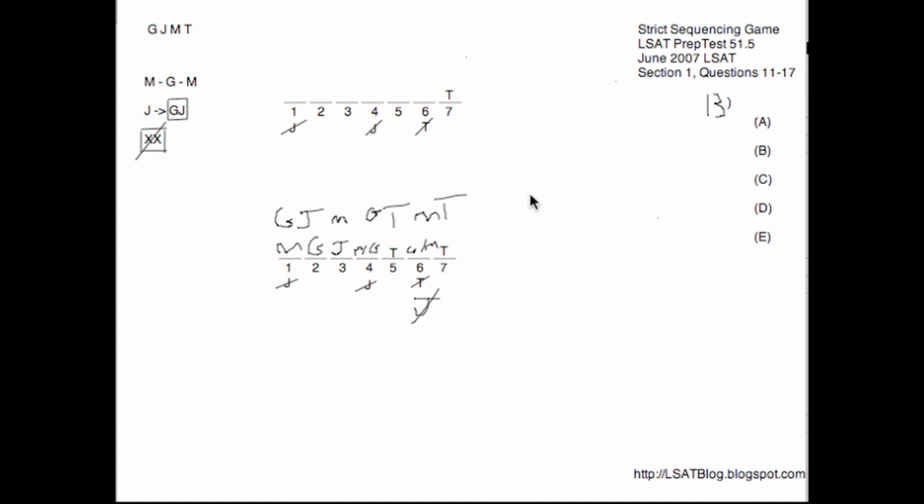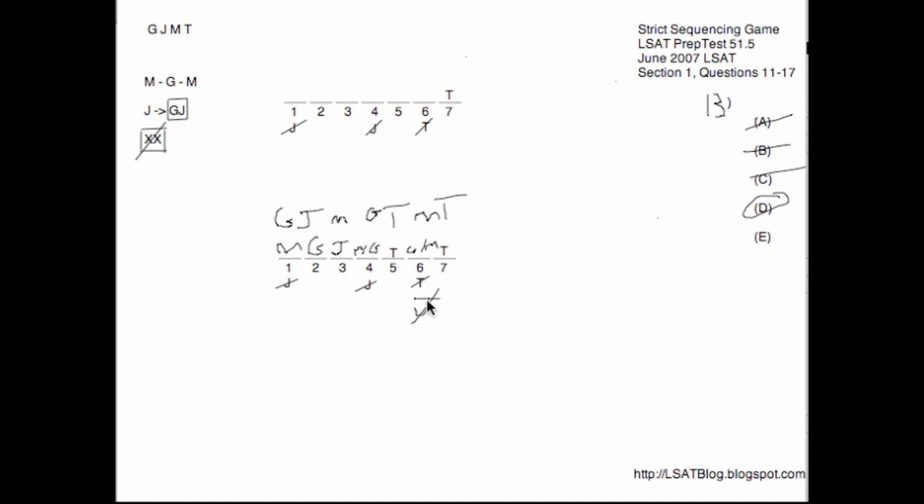So could we have T on 1? Of course not. That's not happening in either of these scenarios, so A is gone. Could we have M on 2? No, we have either J or G on 2, so B is gone. Looking at C, G on 3, no, we have M or J there, so C is gone. M on 4, yes, that could happen in the bottom possibility because we have M/G there, so D works and it's our answer. We'll take a quick look at E though.